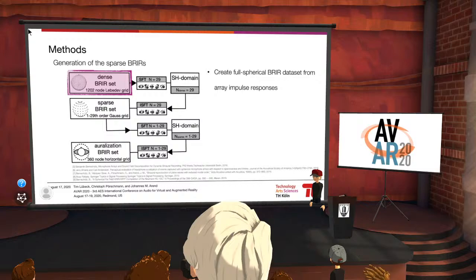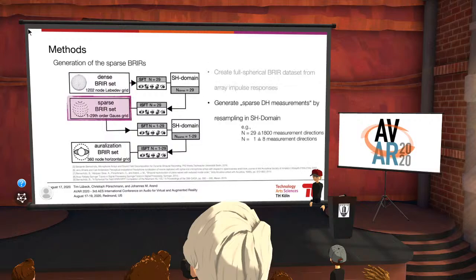Then we interpolated sparser BRIR sets by interpolation in the spherical harmonics domain on the highest order, so the 29th order. We then resampled those sparser BRIR sets, which simulate our sparser measurements. Those BRIR sets are defined on Gaussian grids, because Gaussian grids are defined for every spatial order. So we have order-limited BRIR sets from order 1, which corresponds to 8 measurement directions, up to 29th order, which corresponds to 1,800 measurement directions.